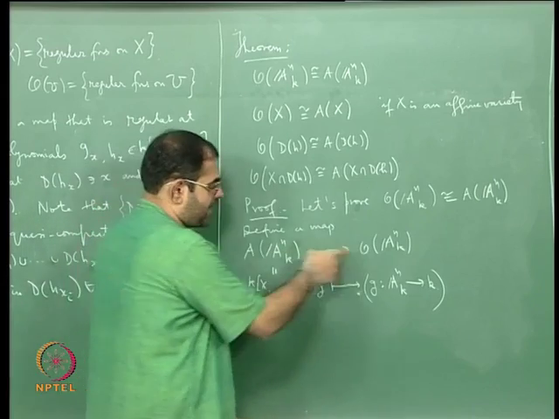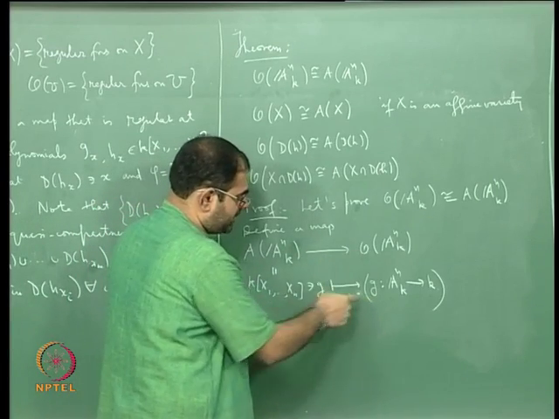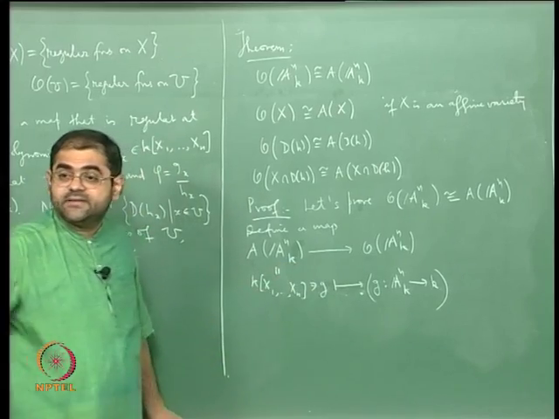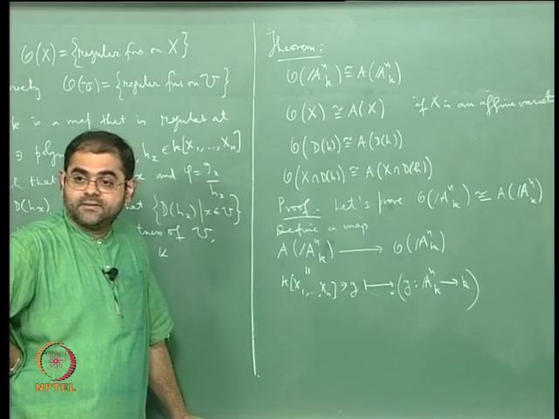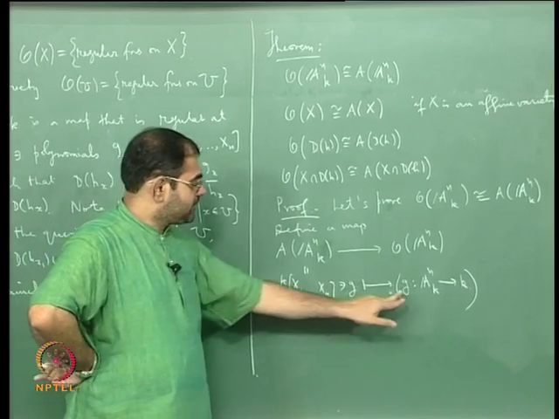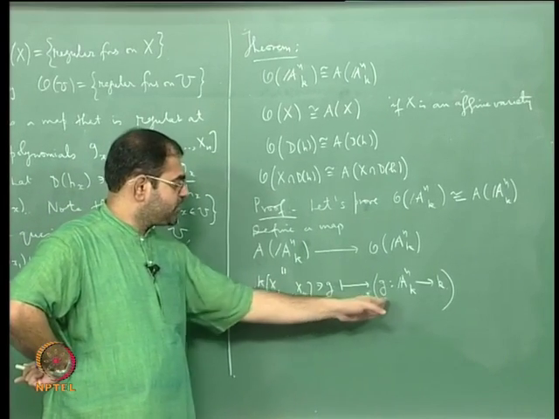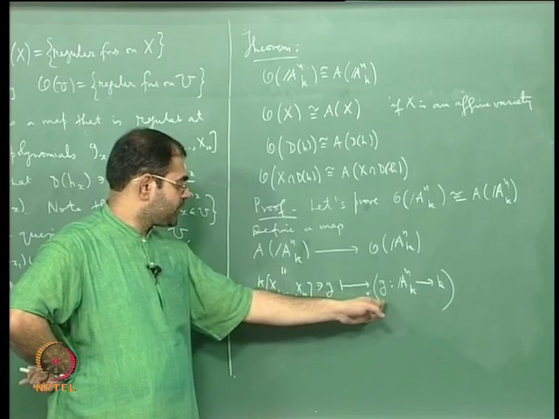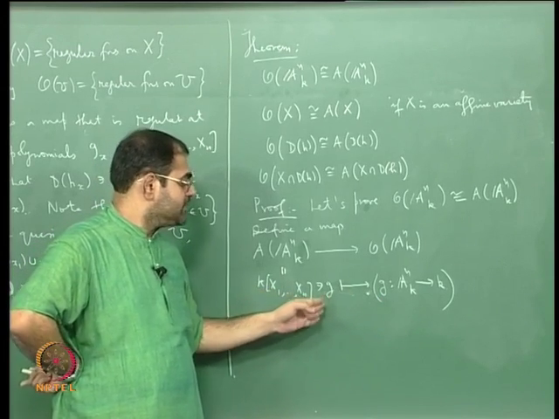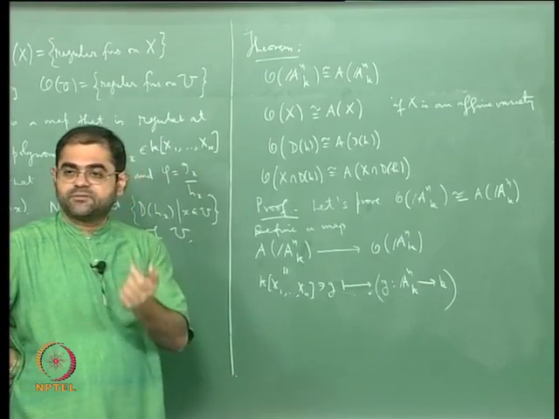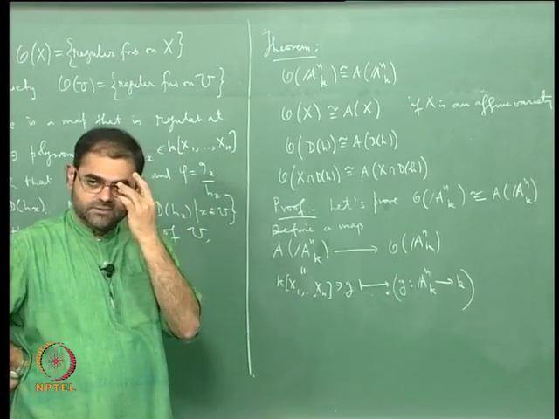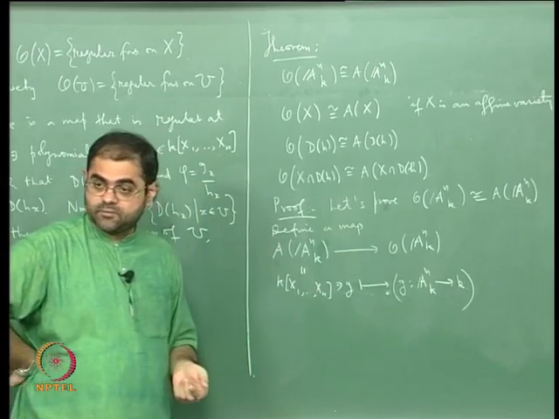So this map that I have written here, it is obvious to see that it is a ring homomorphism, because this association will preserve addition and multiplication, it is K-linear and all that. So this is a ring homomorphism, it is a K-algebra homomorphism.